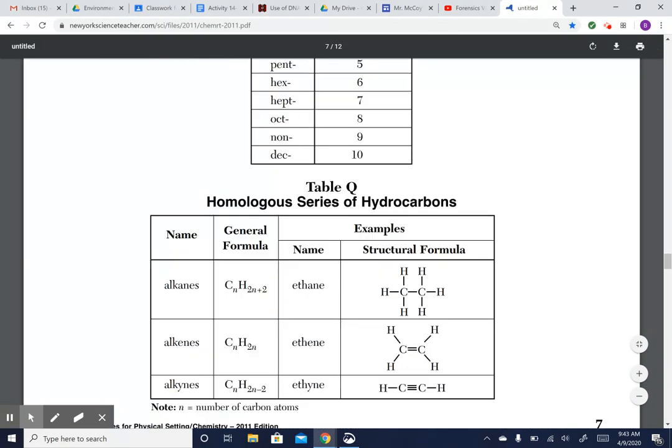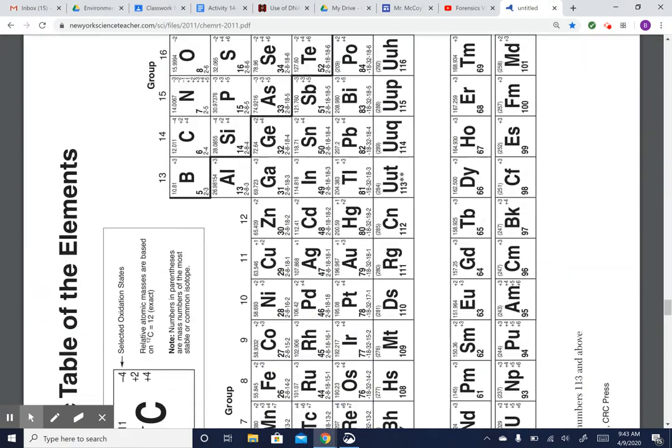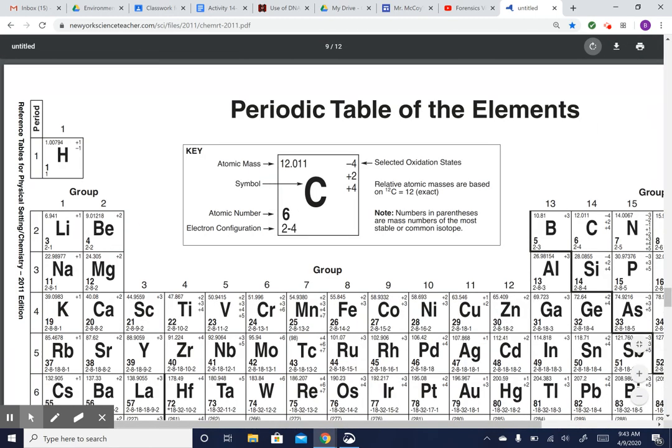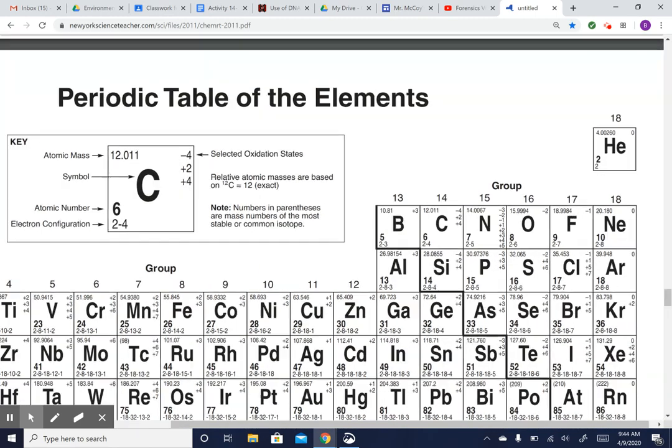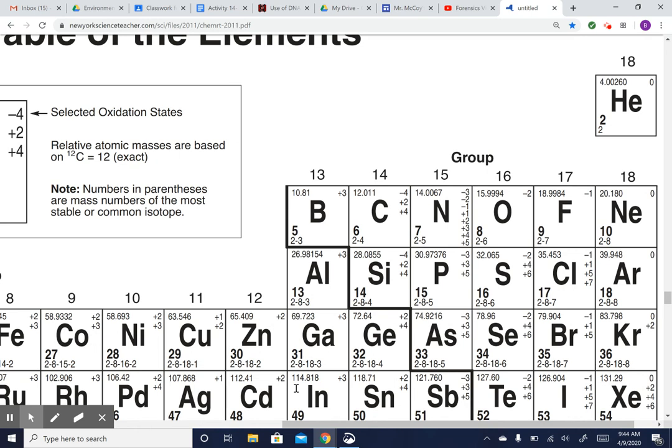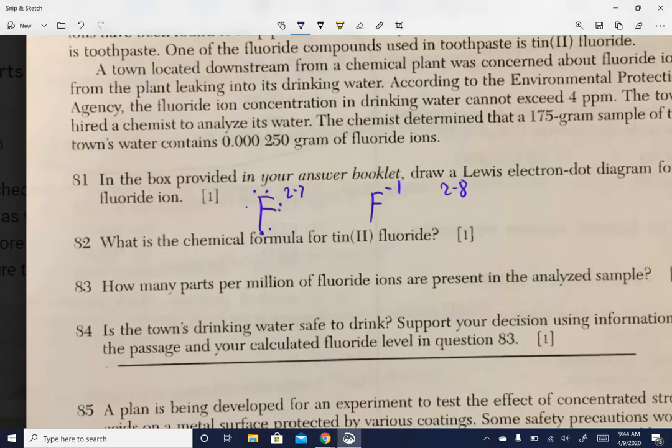I feel like I need to show everything, explain everything here. Hopefully that isn't annoying for you guys. So there we go. F is 2-7. F minus 1 would be 2-8. Okay, back to this. So if it gained 1, now it has 8 valence electrons. So 8 dots. You need that minus 1 though.